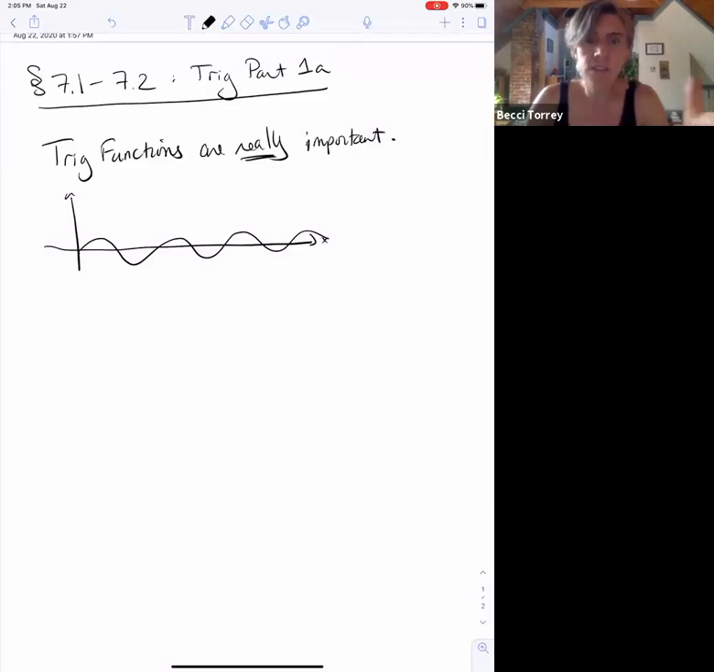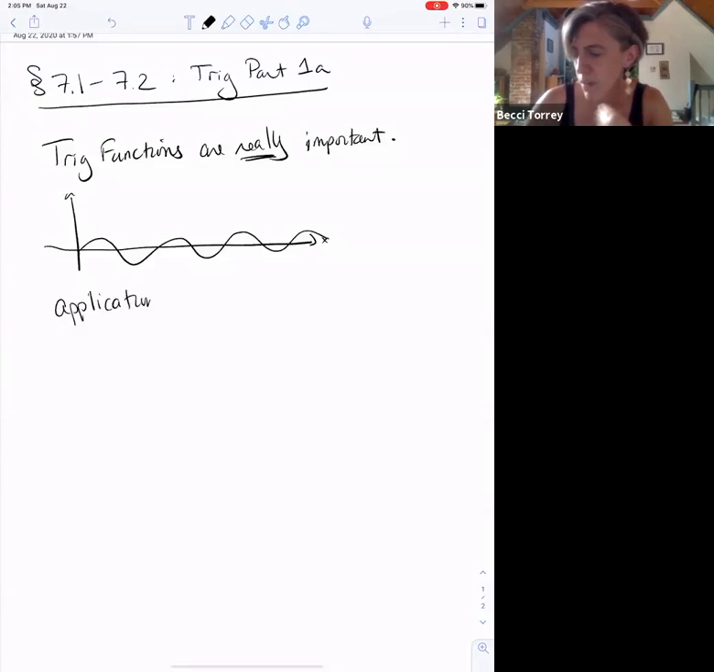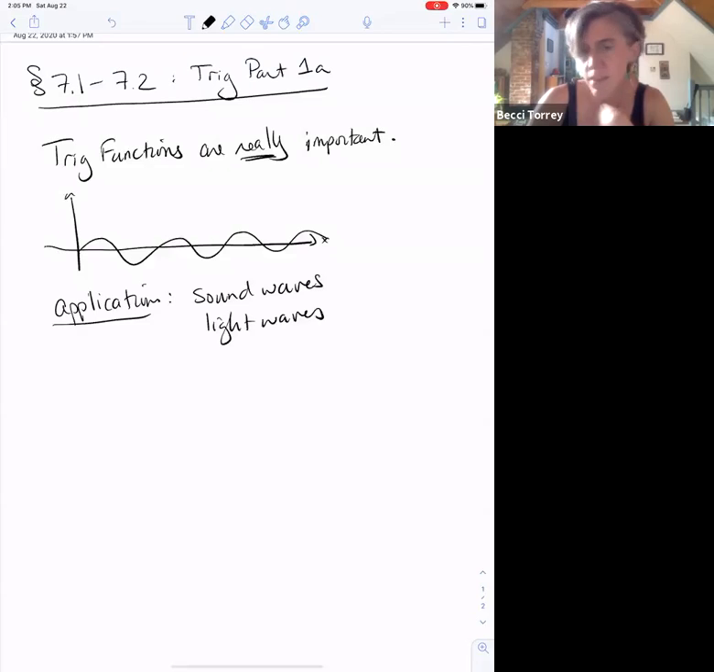Even looking at this graph, you can see right away, right? We're going to use these things to study waves, sound waves, and light waves, right? So applications: sound waves, light waves, but really anything that repeats itself. So something like tides, or heartbeat, or breathing, right? Anything at all that just repeats itself with regularity.